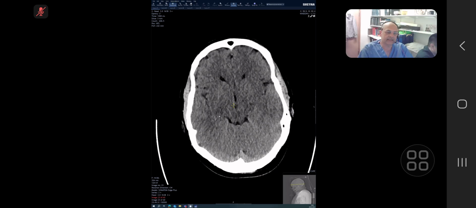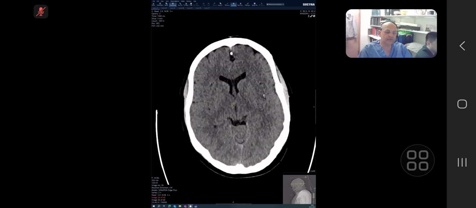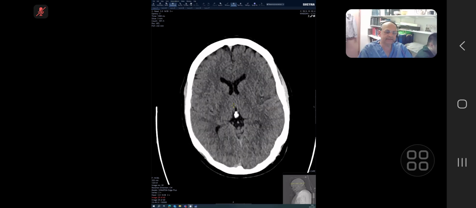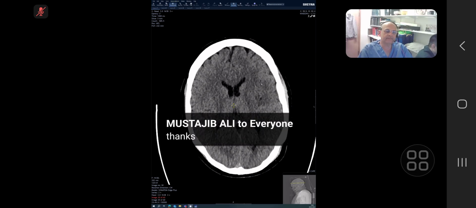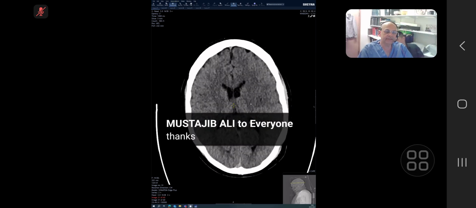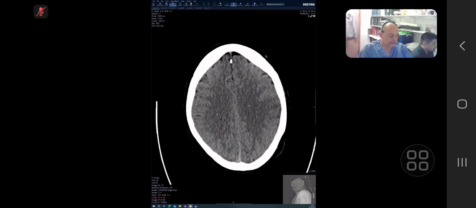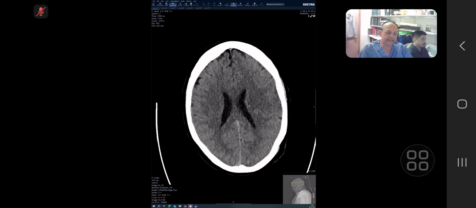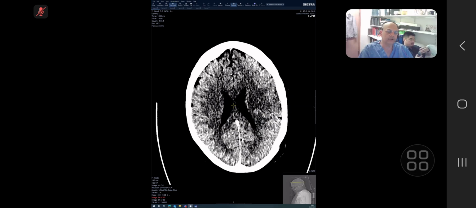You think there is a dense M2 segment. It is called the M2 dot sign. This is the dense M2, and then you think this is gyral hypodensity, loss of gray-white matter differentiation in the suprasylvian left frontal lobe reaching the vertex. The most important thing I would have expected is that you would ask me for a stroke window.